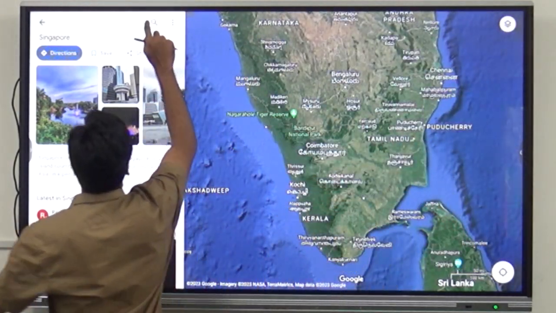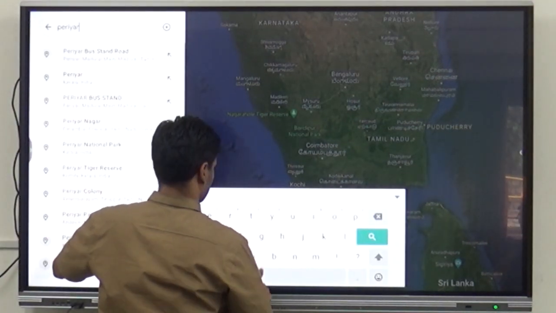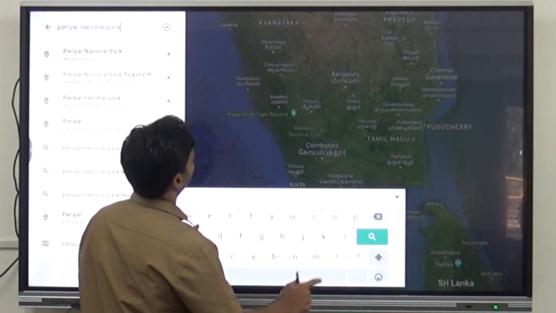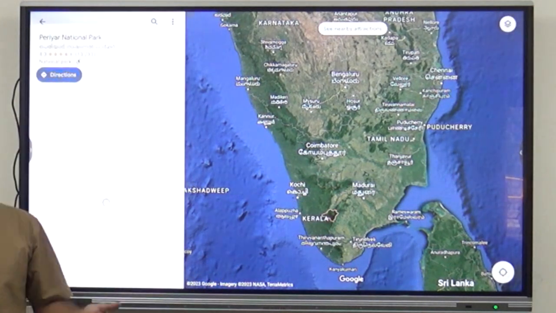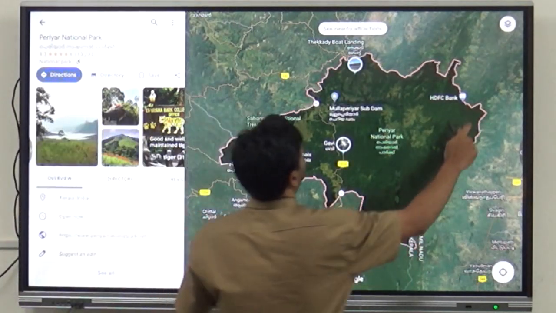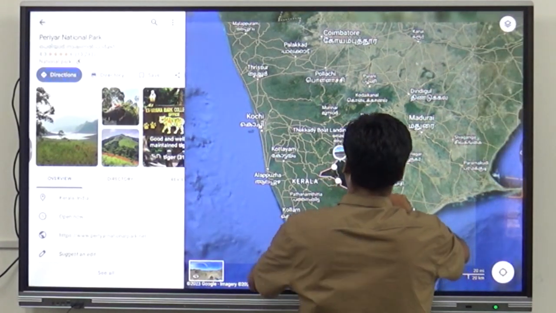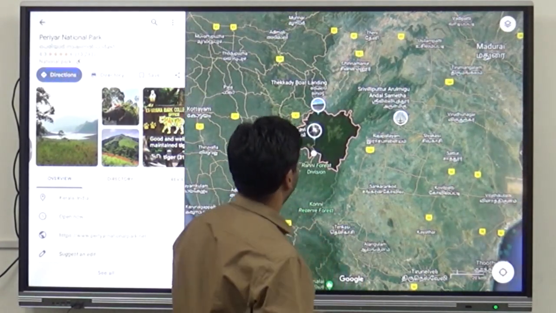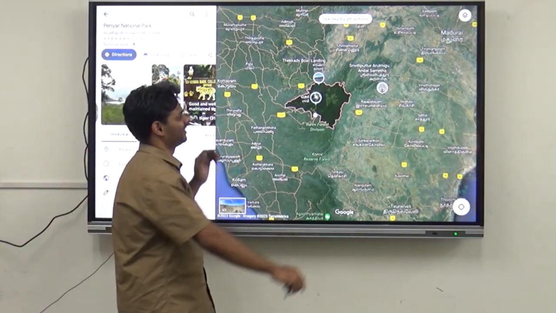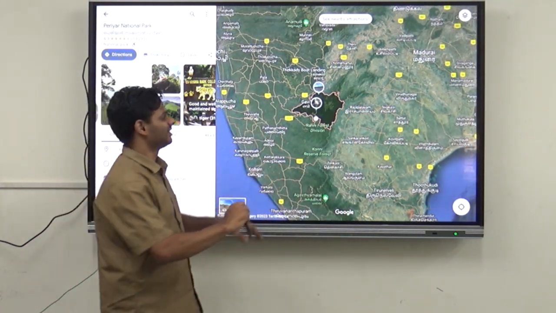So what part did we want? Which river flows near the Periyar National Park? Periyar River only. But then if I ask a question, is it flowing inside the Periyar National Park? No. Are you sure? Yes. Good. So these are the kind of questions they will ask you, right?